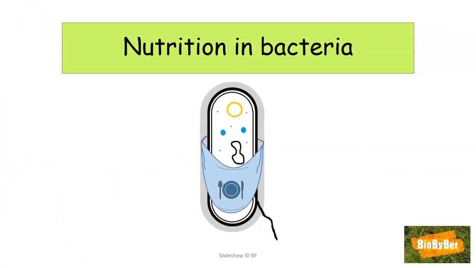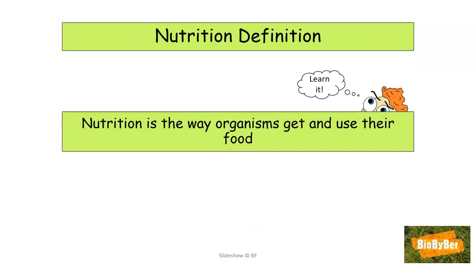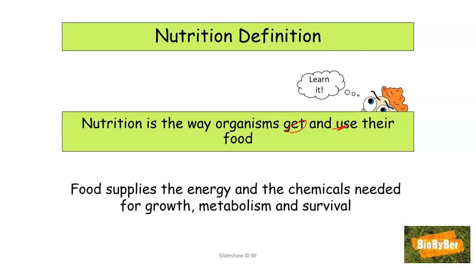Let's look at nutrition in bacteria. Before we start, let's revise the definition of nutrition. This is a very important definition as it is also one of the characteristics of life. Nutrition is the way organisms get and use their food. The food supplies the energy and the chemicals that are needed for organisms to grow, carry out their chemical reactions, and survive. So nutrition is more than just eating. It is connected with the idea of how you get your food.